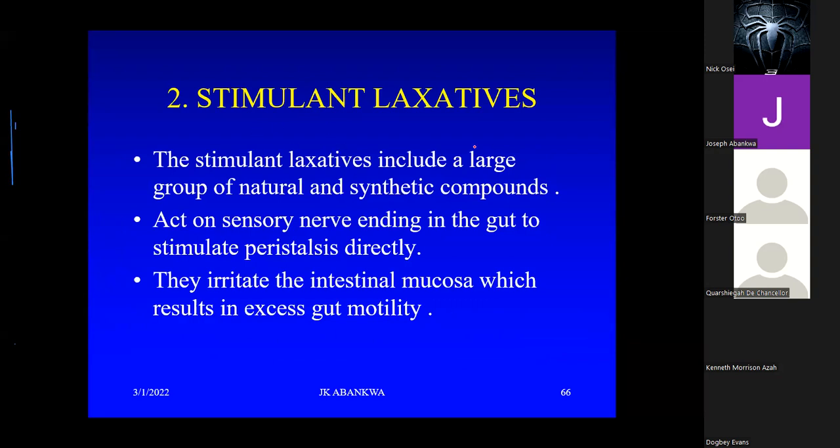Now let's move on to the stimulant laxatives. The stimulant laxatives include a large group of natural and synthetic compounds. They act on sensory nerve endings in the gut to stimulate peristalsis directly. They irritate the intestinal mucosa, which results in excess gut motility.